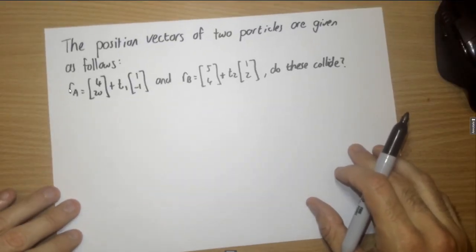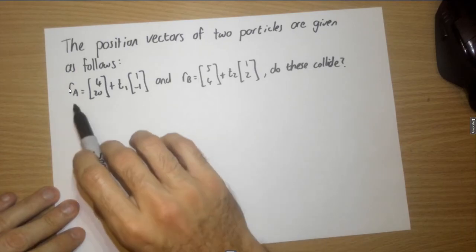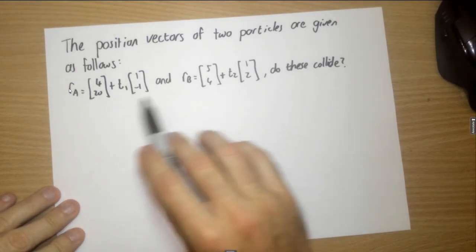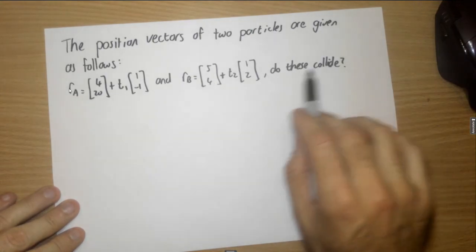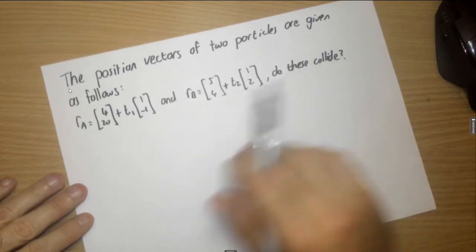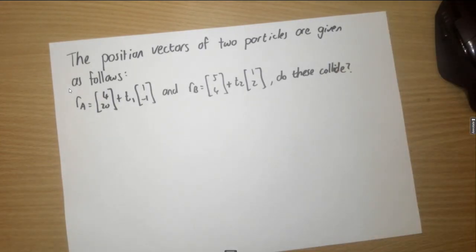Last question. The position vectors of two particles are given as follows. So we've got position vector 1 at time 1, and position vector 2 at time 2, and we want to know: do these two particles collide? So pause the video, have a go for yourself, see if you get it right, and then we'll go through the solution now.